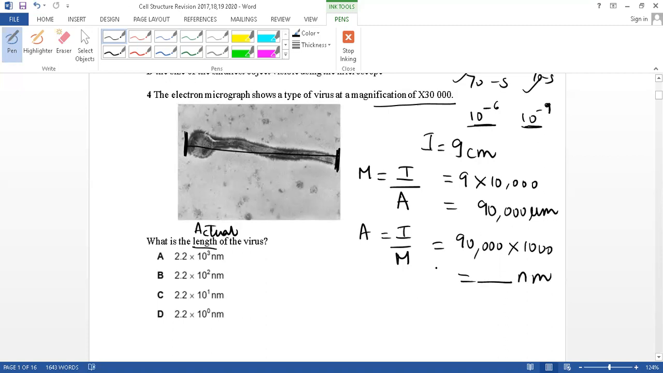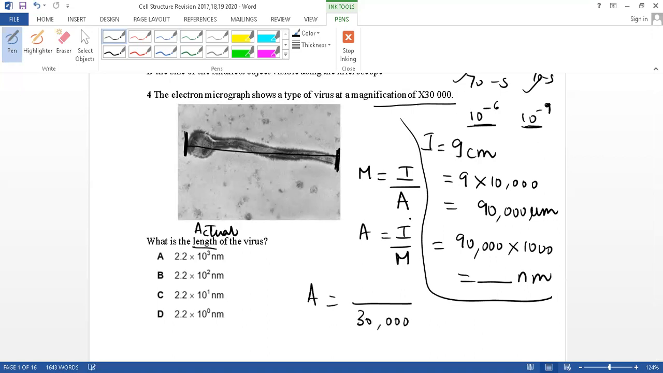Whatever the answer would be, you will write it over here as image, because that is your image. Then magnification is already given, that is 30,000. You will calculate it and you will get the answer of the actual length of this virus.